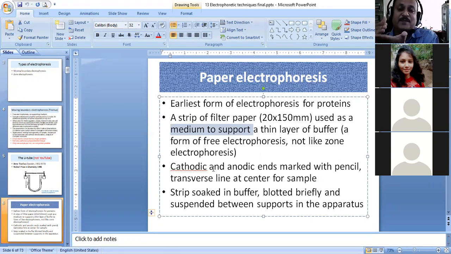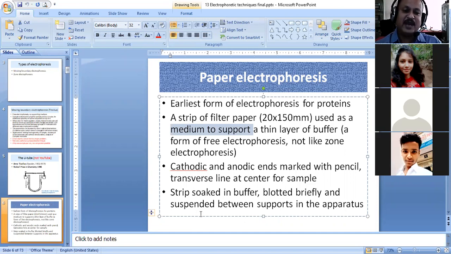But the sample components are not going within the paper. They are within the liquid itself. They are in the buffer. Are you getting what I'm saying? So this is a free form of electrophoresis because the sample components are not going within the paper. They are in the liquid, which is over the paper.